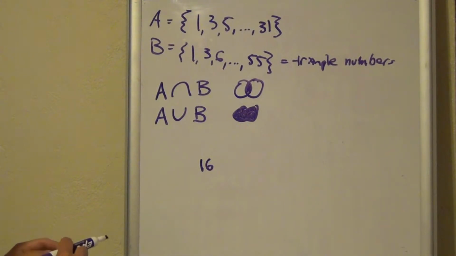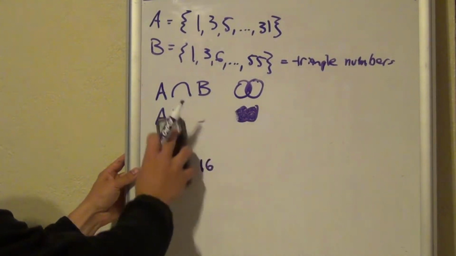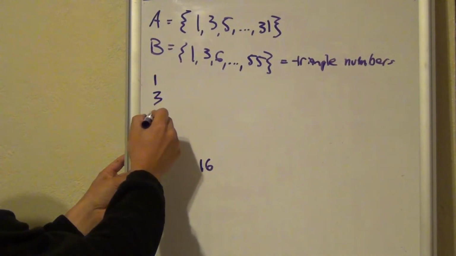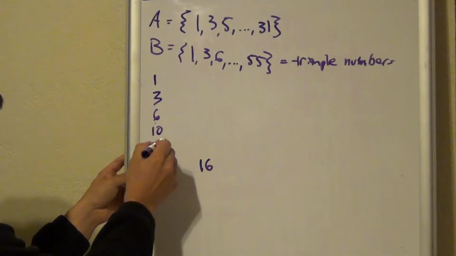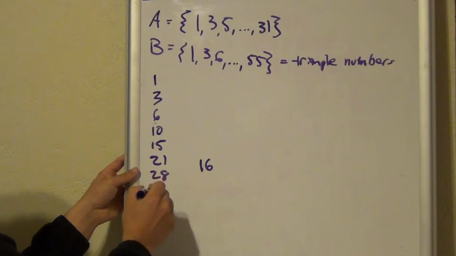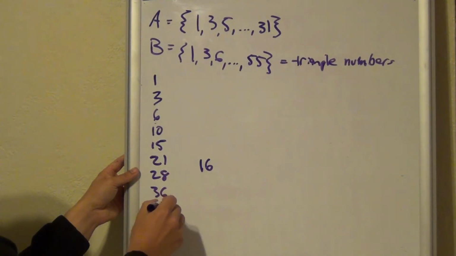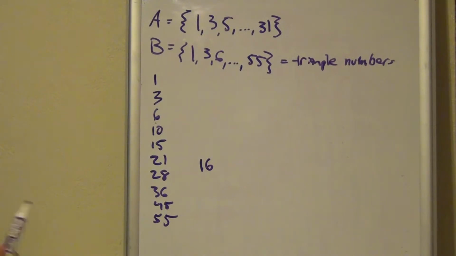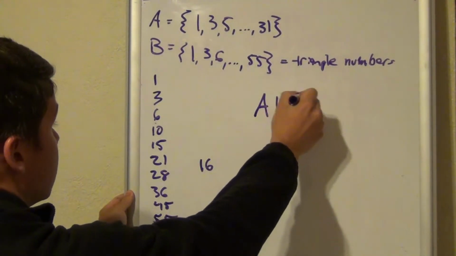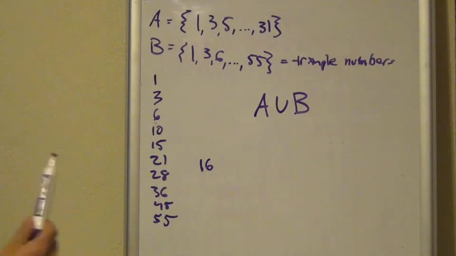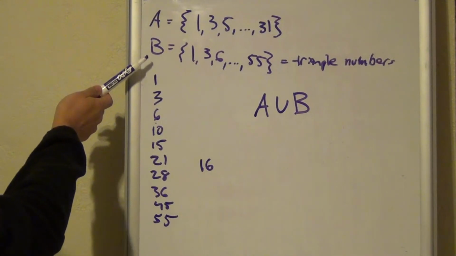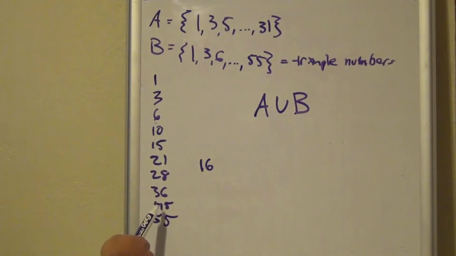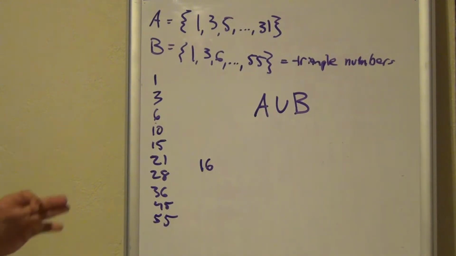Now, for set B, I don't really know how many elements there are, so we can just count those right out. 1 plus 2 is 3, 3 plus 3 is 6, 6 plus 4 is 10, plus 5 is 15, plus 6 is 21, plus 7 is 28, plus 8 is 36, plus 9 is 45, plus 10 is 55. Now, we're solving A union B, and what's important here is that we don't want to double count any element of B that is also an element of A. For any of these that are odd numbers between 1 and 31 inclusive, we need to strike them out, because if we count them twice, our answer will be wrong.